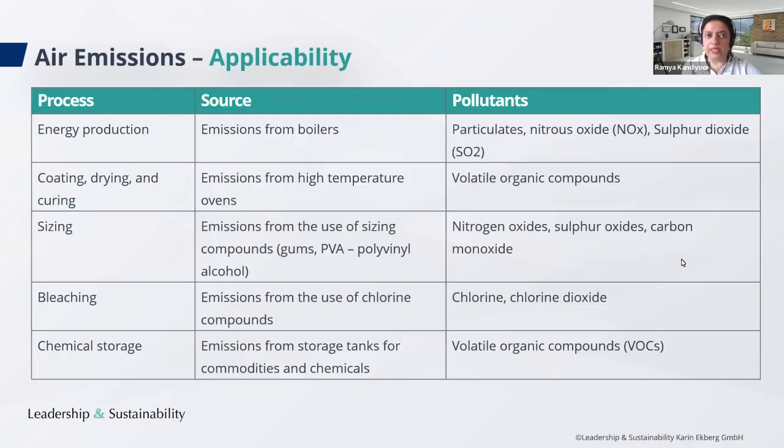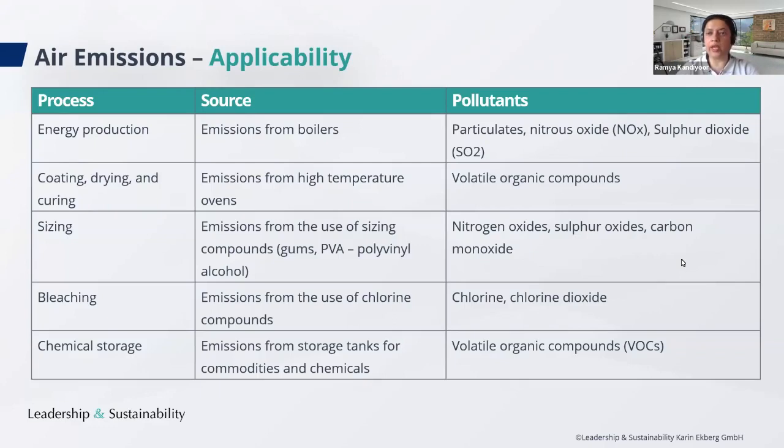So once your applicability questions are posed to you, then you would need to understand what are the type of processes that are there, what is the source of the pollutants, and what are the type of pollutants that the facility is generating. So here, for example, you can have energy production which is happening on site. Your source is basically the emissions from the boilers, and the pollutants that are generated will be your NOx, SOx, and particulate matter in this particular case.